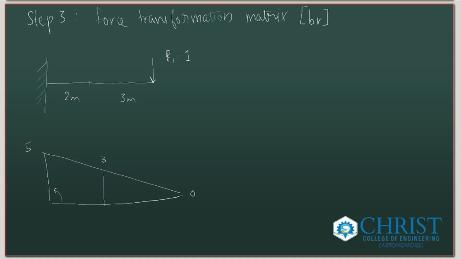Using the sign conventions, the value here would be negative, positive, negative, and positive. Now our force transformation matrix for R1 equals 1 would be -5, 3, -3, and 0.